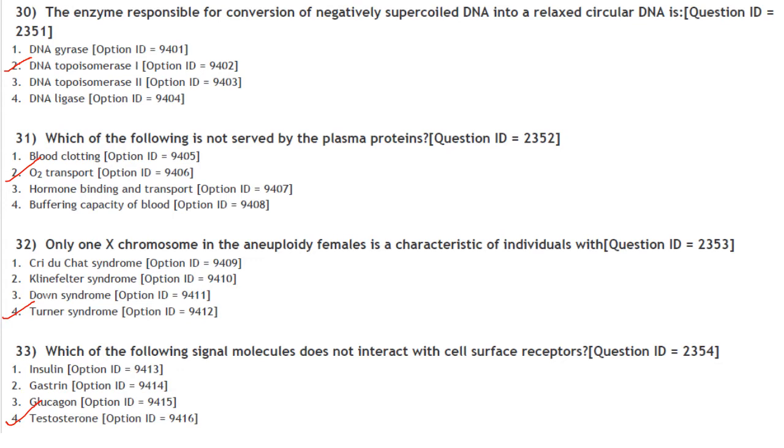Then which of the following signal molecules does not interact with cell surface receptors? Insulin, gastrin, glucagon, testosterone. Answer is option 4, that is testosterone, because steroid hormones pass through the plasma membrane of the target cell and adhere to intracellular receptors residing in the cytoplasm or on the nucleus.